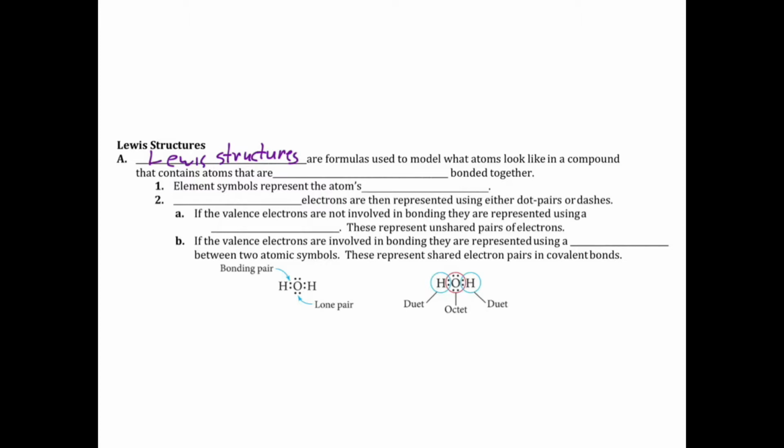therefore, they are used to model what atoms look like in a compound, and they show how the atoms are all bonded together. And this contains atoms that are covalently bonded. When we are drawing these structures, I'm going to go ahead and draw a Lewis structure down here. I'm going to do water. This here is a Lewis structure.